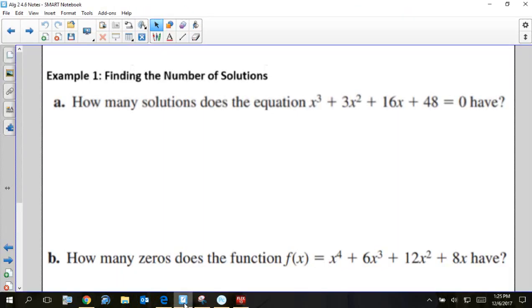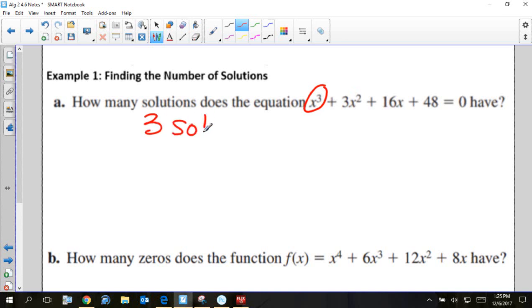So the very first question, how many solutions does this equation have? What do you think? 3. That is correct. How do you know? The degree. Now, graph it. Type it in the graphing calculator. Please graph it.